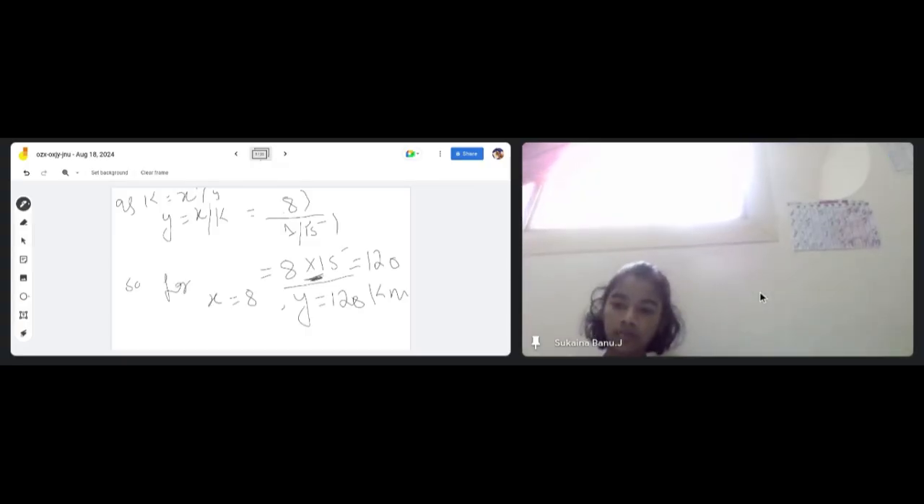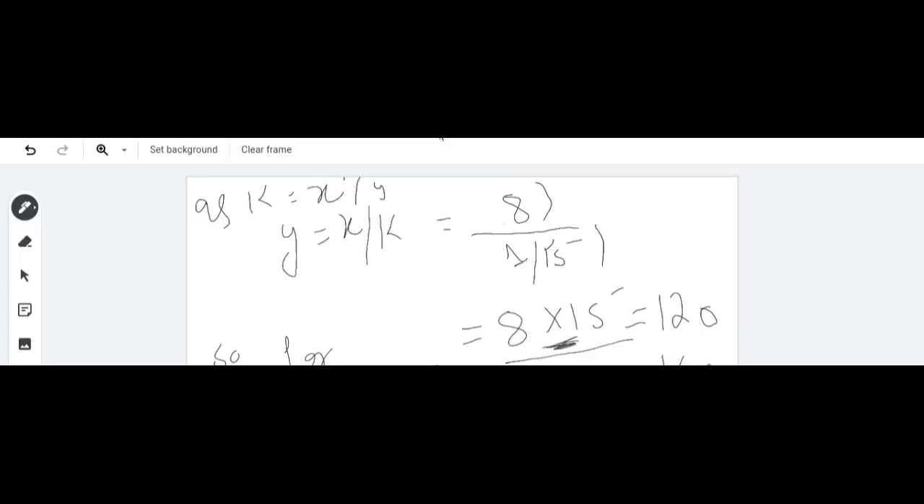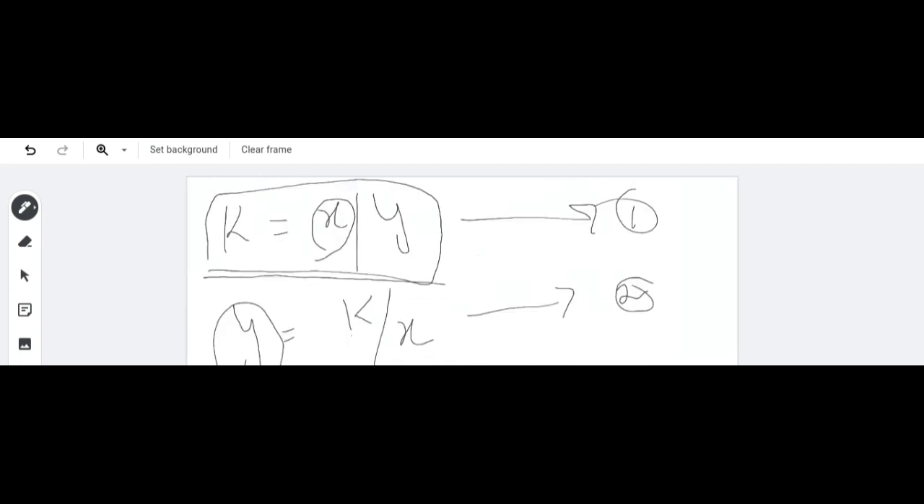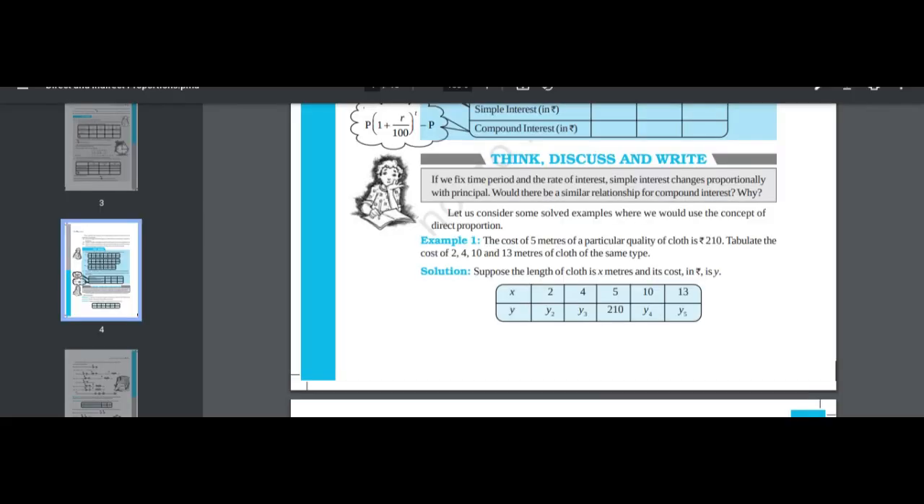Okay. Understood? Yes. You have to write this calculation in your notebook. Just start from this. This is the very important thing you have to memorize and remember. This is the example in which they are asking us to find the price of the cloth for 2 meter, 4 meter, 10 meter and 13 meter. They also give us the increasing state and the decreasing state.